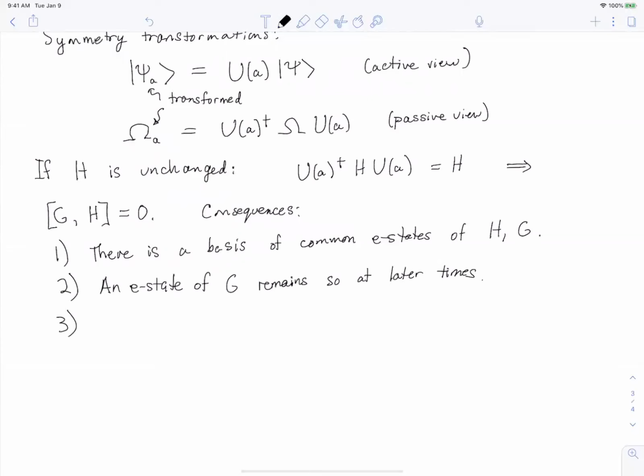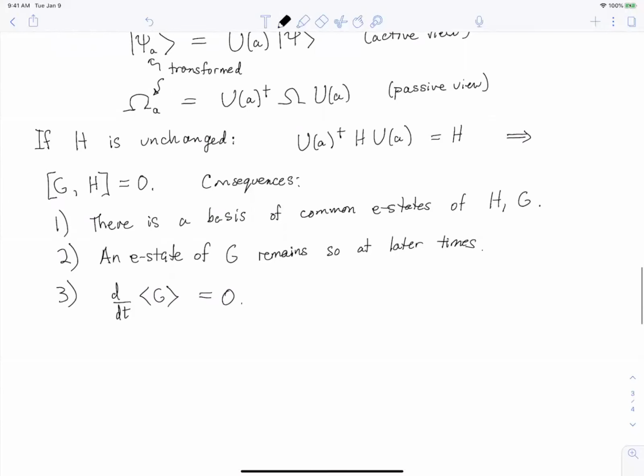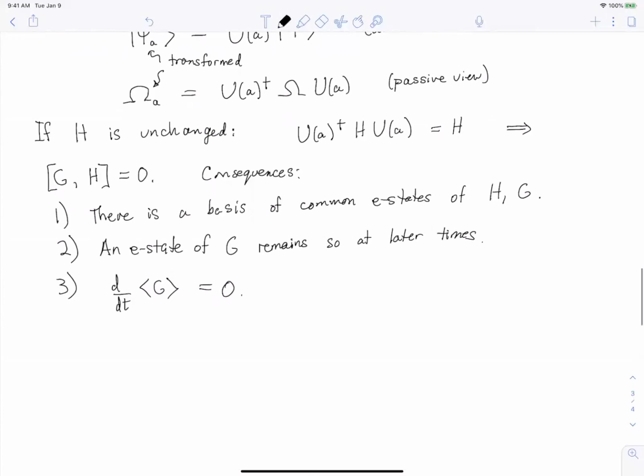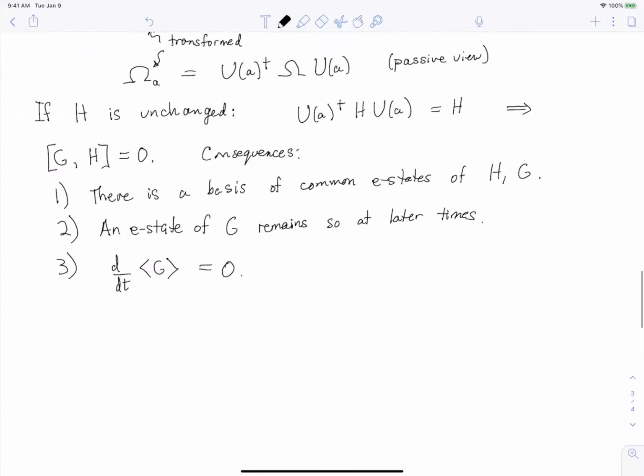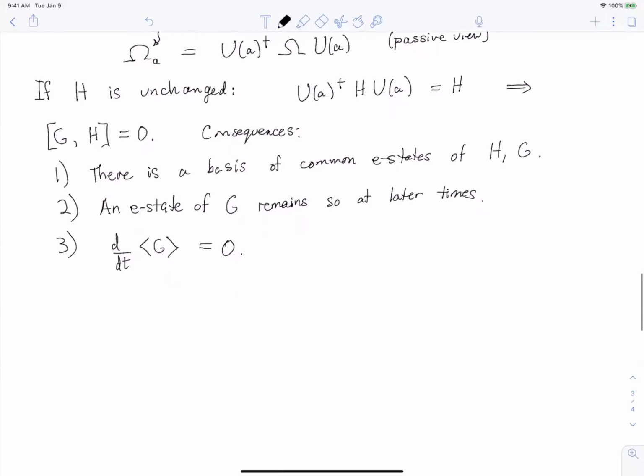And the third thing is from Ehrenfest theorem, the time derivative of the expectation value of G is 0. So that means even if you're not in an eigenstate of G, your expectation value won't change. A lot of times, that's a very important thing to look for: what are the symmetries of your system, the generators that commute with a Hamiltonian. Questions on that?